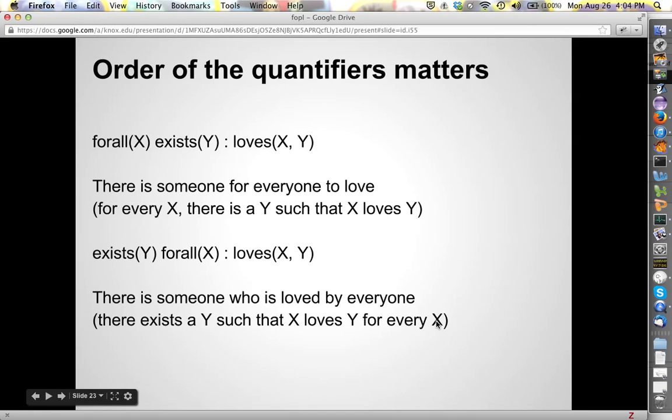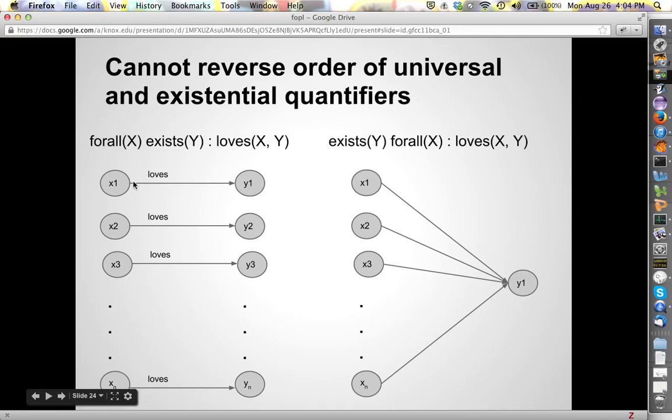That doesn't mean the same thing. And sometimes it's easier to think about this visually. For all x there exists a y such that x loves y, that's saying, well, for all possible x's, for each of them there exists a y. So there's some mapping where x loves y. We can sort of write it like this.